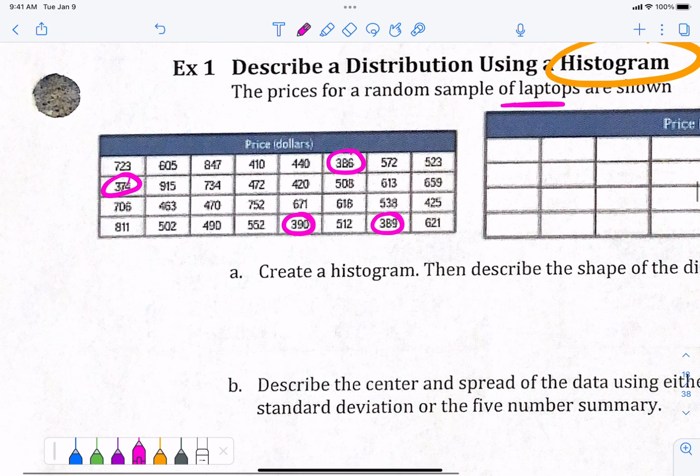So starting with the 300s, we're going to put those in order. 374 is the lowest. Then we go, and I'm crossing these off as I go. Then 386 is the next one.